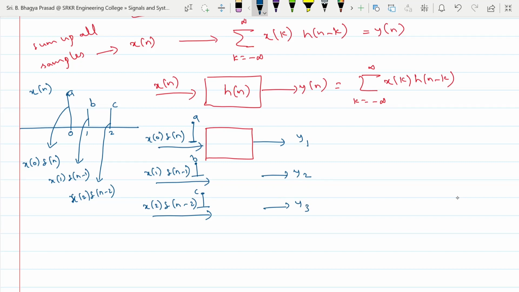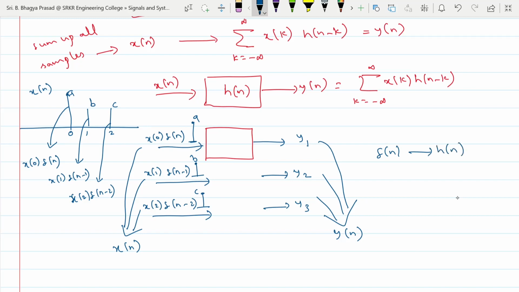The sum of these three inputs leads to x[n], and the sum of the outputs leads to y[n]. So if you know the output for δ[n], which is h[n], then obviously you can get the linear combination of all those individual outputs. You can get the output y[n] for the corresponding input x[n]. And this is called the convolution sum.